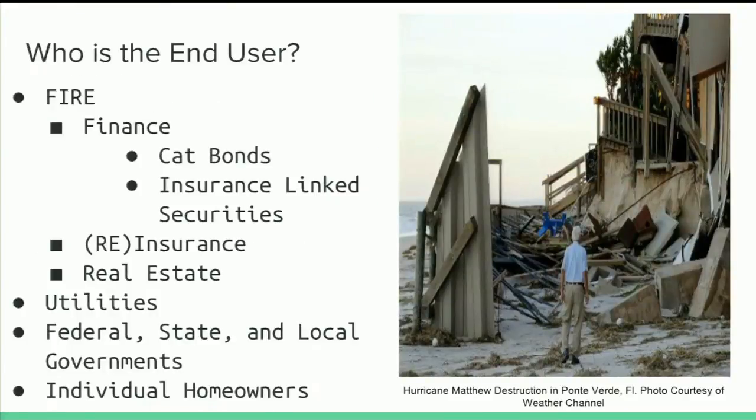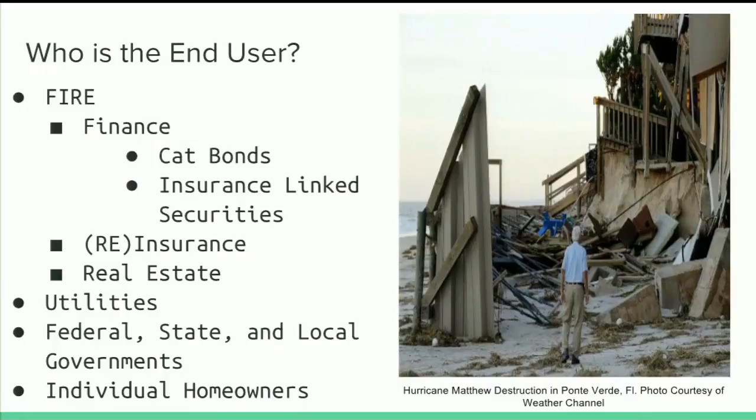And so who else is the end user? Well, the finance industry, catastrophe bonds, which are insurance-linked securities. So if you know a hurricane's coming and you know there's bonds being taken out on a piece of property, well, you can bet against that. And then reinsurance, that's more of climate, hurricane tracks, surface analysis, and then real estate industry.